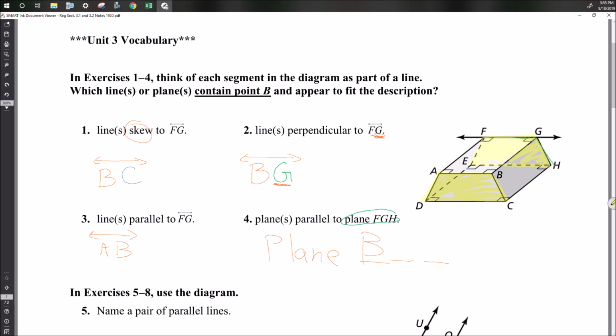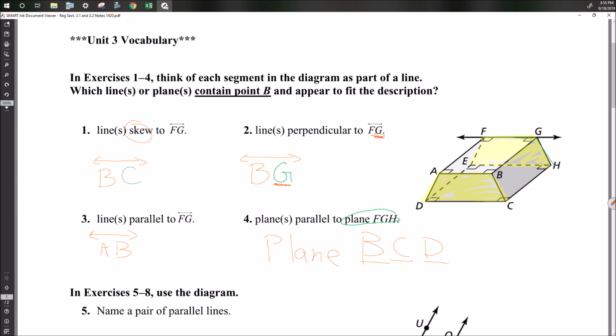So you could call this plane BCD, or any two letters other than B that you could name that plane. So you could say plane BAD, or plane BDA, or anything that contains B, A, D, or C. Okay, so you need 3 points.